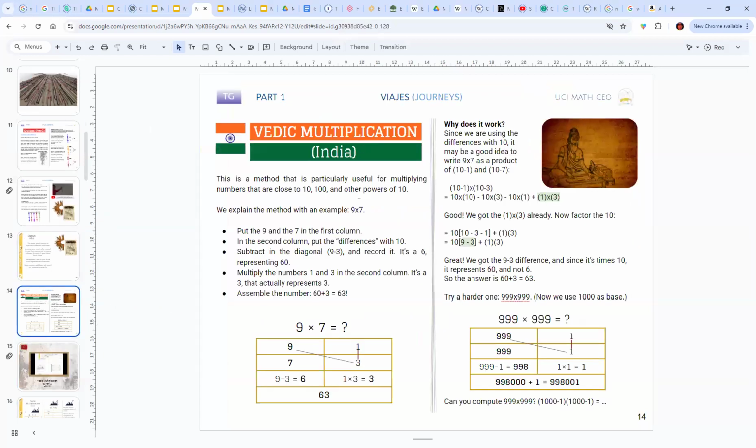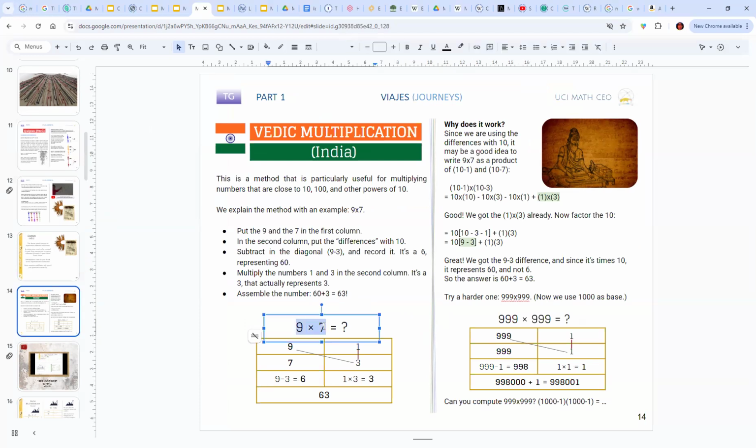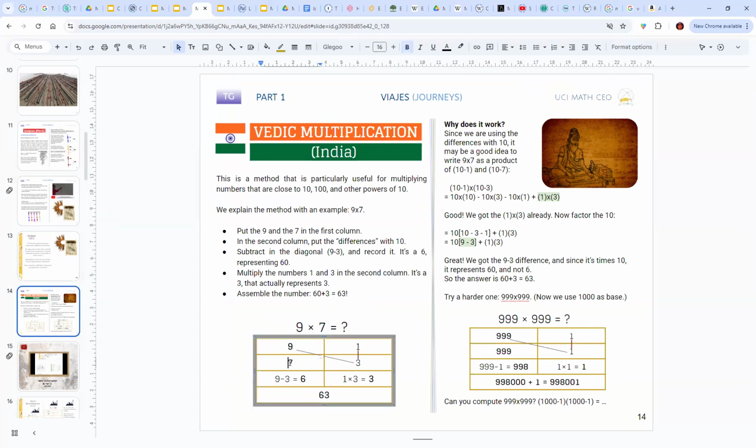Another place is India with Vedic multiplication. It's a cool way to multiply numbers that are close to 10 or 100 or 1,000. For example, 9 times 7. I put the 9 and the 7. I take the complement or difference from 10, so 1 and 3, right? Because 9 plus 1 is 10, 7 plus 3 is 10. And then I do this weird thing, 9 minus 3, that's 6. And then 1 times 3, that's 3. And magically, it's a 63.